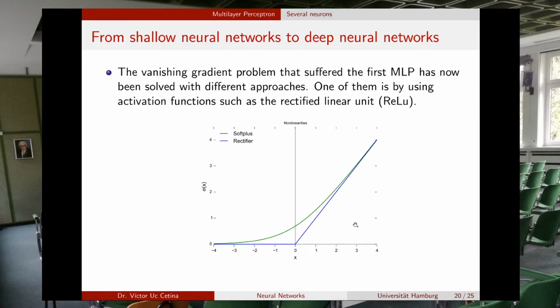One variant of this ReLU function is softplus, which is a continuous function. And there are many other variants that are used nowadays. But this function allows us to train neural networks with many hidden units, because these functions avoid the vanishing gradient problem.